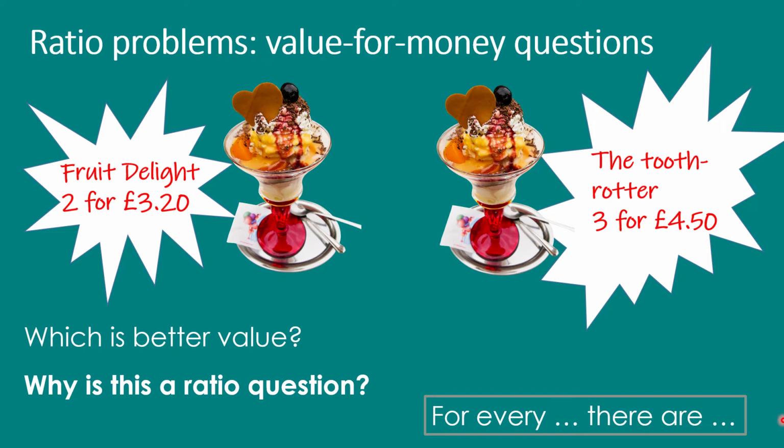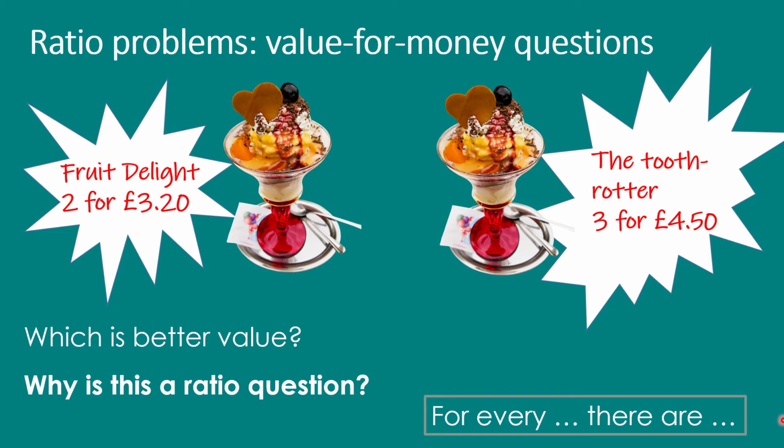So how do you know this is a ratio question? Well, you can say for every 2 Fruit Delights I buy, I pay £3.20. For every 3 Tooth Rotters I buy, I pay £4.50. Do you see what I mean there? So these are ratio questions. And the final question will almost always be which is better value.